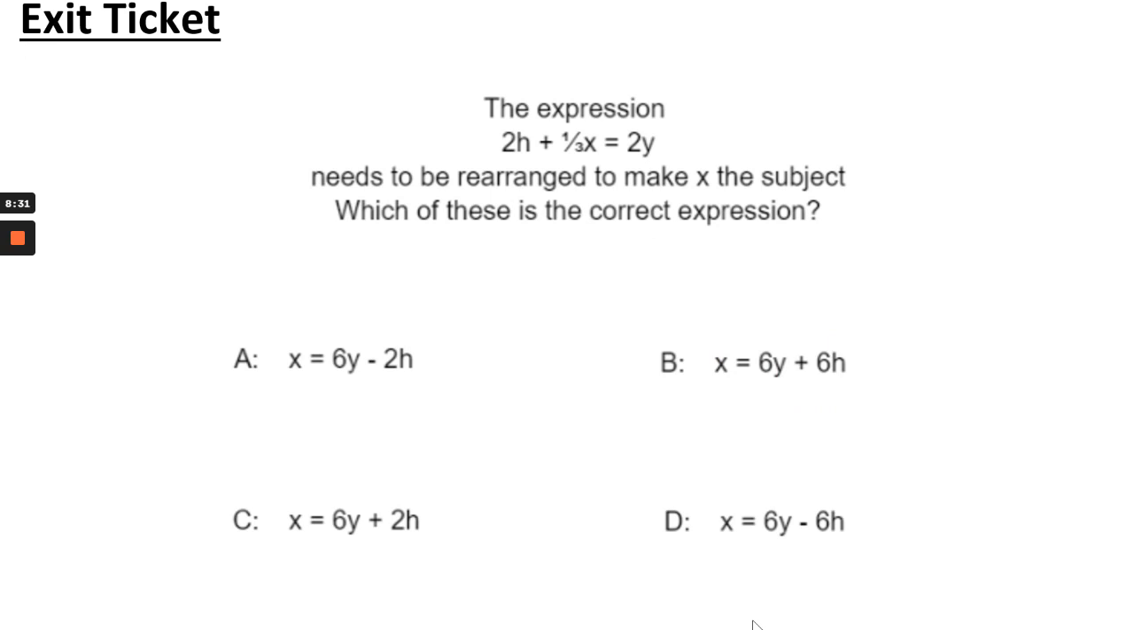Okay, exit tickets to finish. So if we're going to make x the subject here, we've got a third of x equals 2y take away 2h. Multiply both sides by 3. Hopefully one of these should be x equals 6y take away 6h.